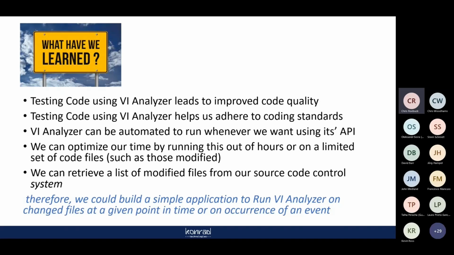We can optimize our time by running this out of hours or on a limited set of code files, such as those that have been modified. And we can retrieve a list of modified files from our source code control system. So therefore, we could build a simple application to run VI Analyzer on changed files at any given point in time or on occurrence of an event.